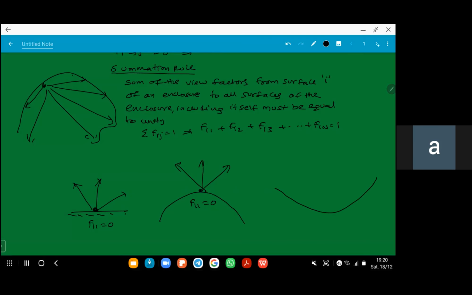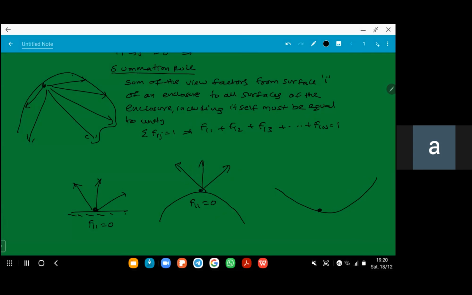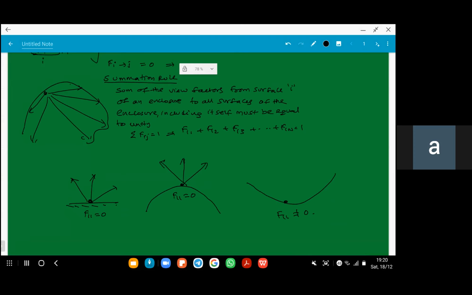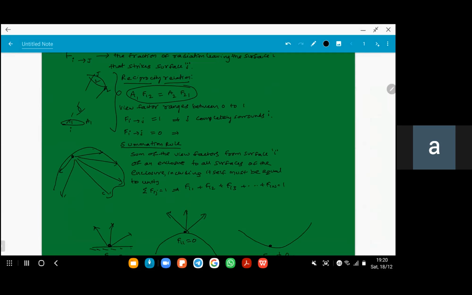Whereas if the source is on the concave side, then you are not supposed to write this relation. In this case, F11 is not equal to 0. And I can't say it is 1, because whether it is closed or not, I have no idea. But for these two cases, I am very sure. So I am going to use these relations, the reciprocity relation and the summation rule.